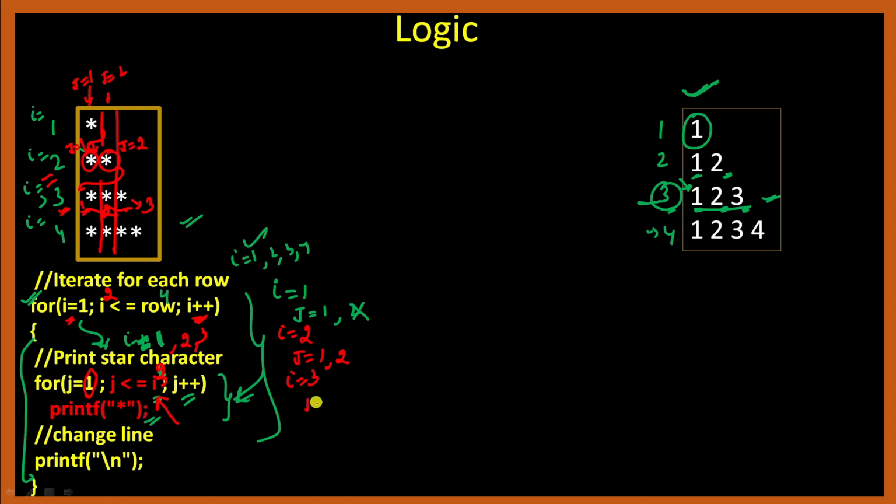j equal to 1, j equal to 2, and j equal to 3, right? So accordingly the fourth row will be printed. So what is happening? See, we are getting the values of j in each row, right? Here also we were getting j equal to 1, j equal to 2. Here also we are getting j equal to 1, 2, 3. Here we will get j equal to 1, 2, 3, 4, right? In the inner for loop.